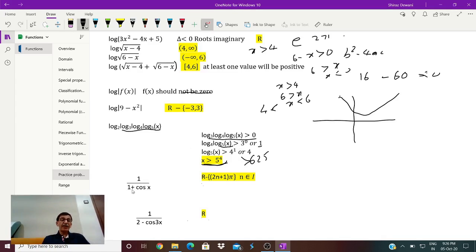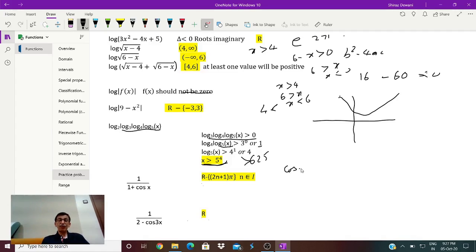Right? Then we talk of this 1 upon 1 plus cos x. Now the only thing is that cos x can vary between -1 and 1. So if it is -1, then this will create trouble. The domain will become 0. Otherwise, for whatever value of x you use, there will be no problem. So the only thing is cos x cannot be -1, and cos x is -1 when x is (2n plus 1) pi.